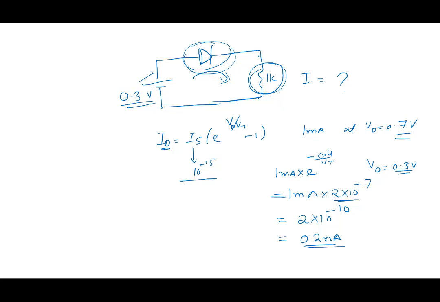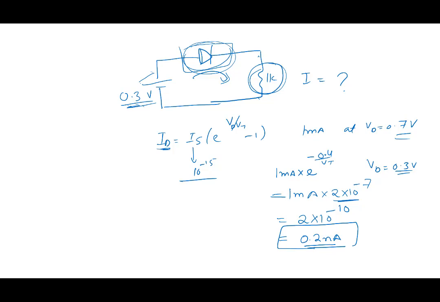So when you go to very low voltages, lower diode voltages, in fact what happens is all the voltage gets dropped across the diode. The entire voltage gets dropped across the diode. So all you need to do is put that voltage here, whatever you've applied, 0.3, and get the current here. And the current is going to be 0.2 nanoamperes here. Okay, so when you go to lower diode voltages, remember, don't apply your 0.7. It will fail.